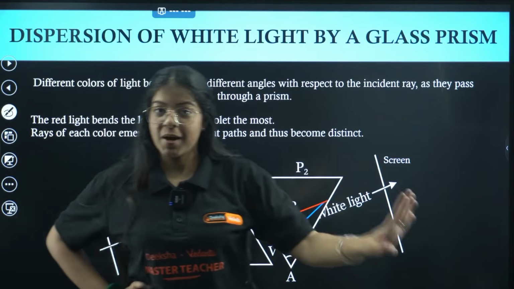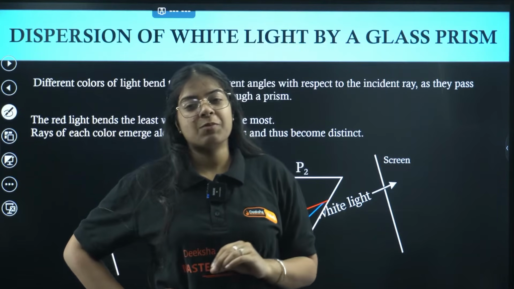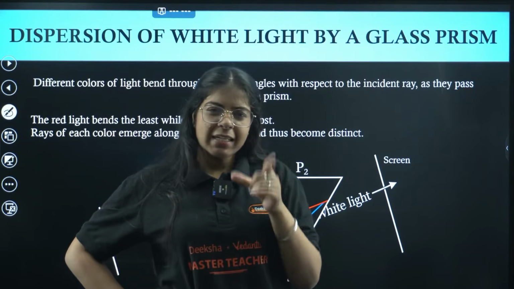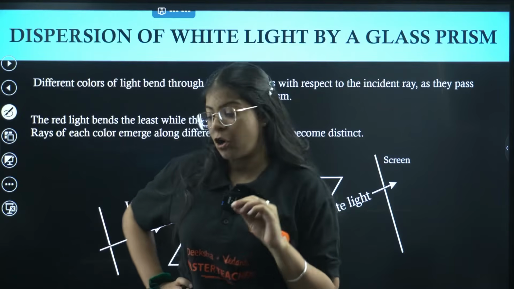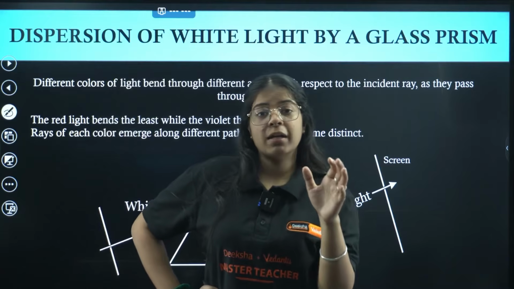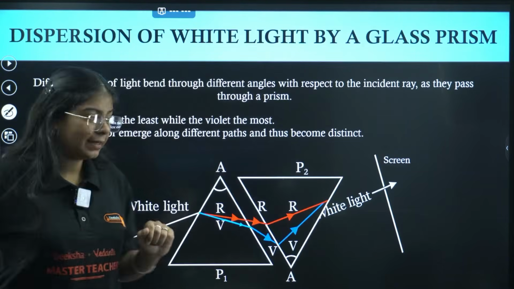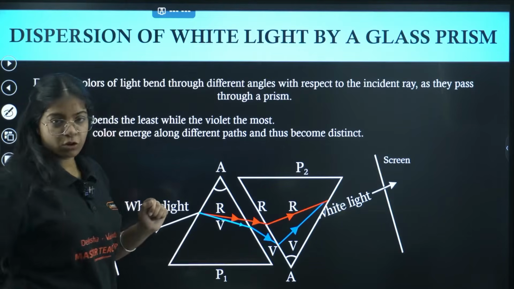So, Newton Baba came into the picture. He was like, let me tell you something. Let me do some experiment and find out if white light is actually made of these 7 colors or not. Actually, he was the one who told for the very first time that white light is made up of these 7 colors. How? So, what he did was, he took a prism.